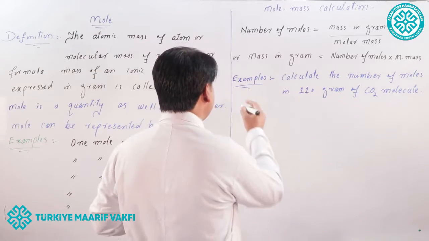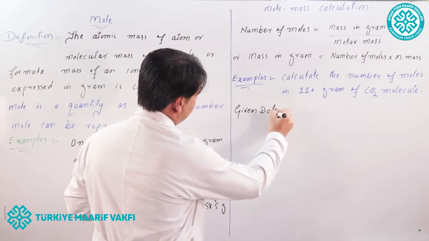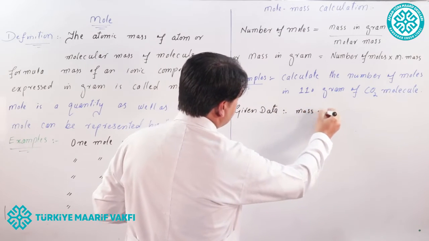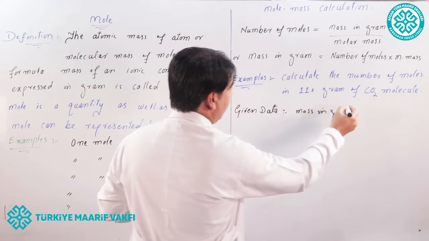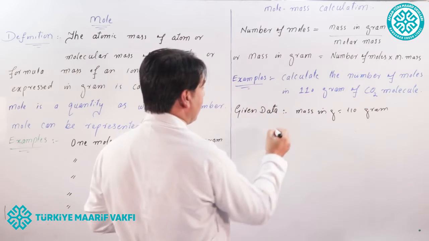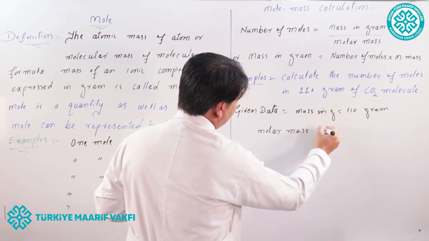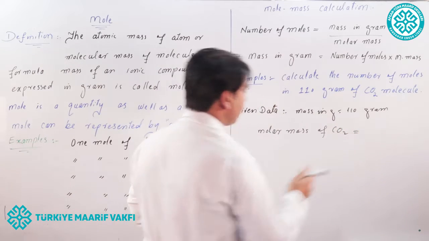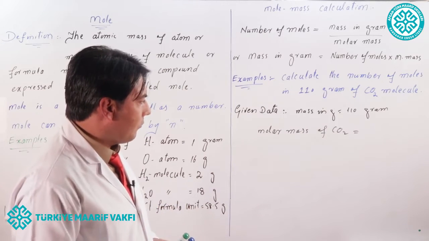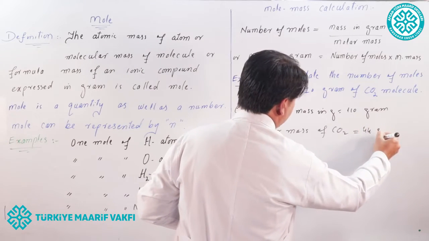First, given data, which things we know? Mass in gram is given. What is mass in gram of CO2? 110 gram. Second, molar mass of CO2. We know that atomic mass of carbon is 12 and atomic mass of one oxygen is 16. What will be the mass of two oxygen? 32. 32 plus 12 is equal to 44 gram.